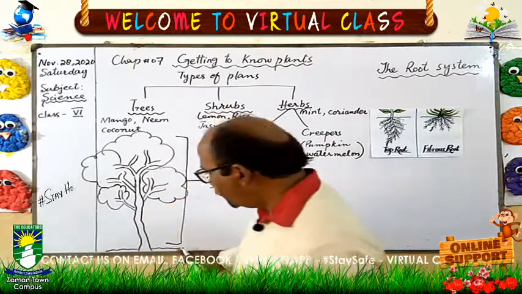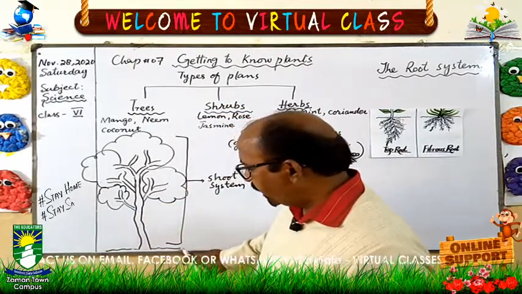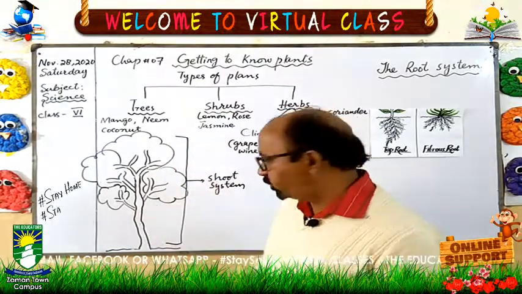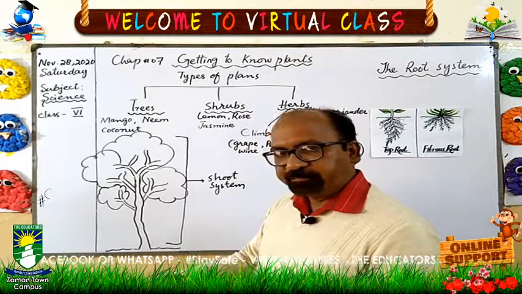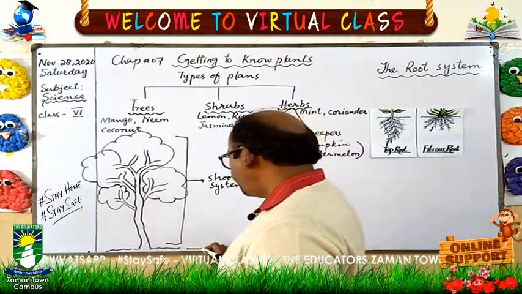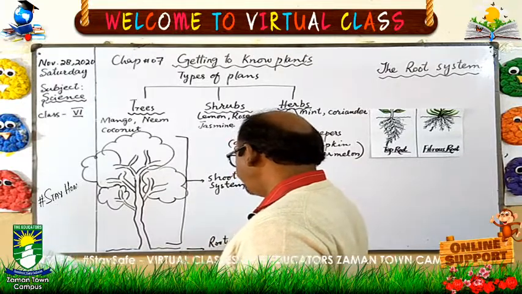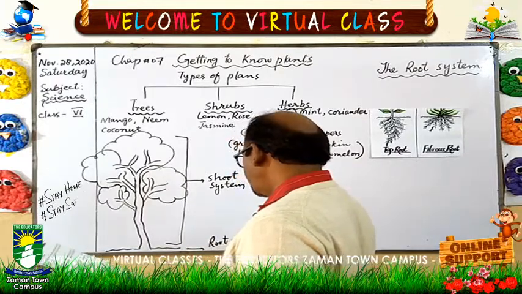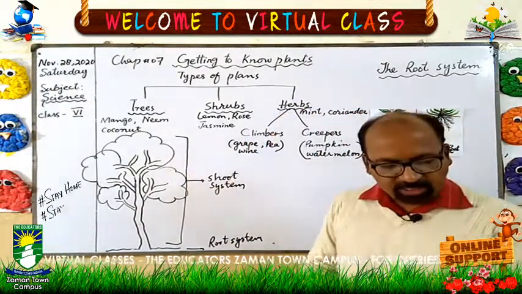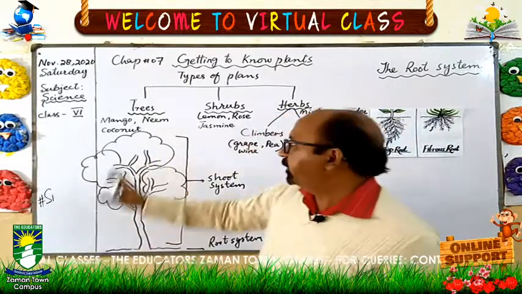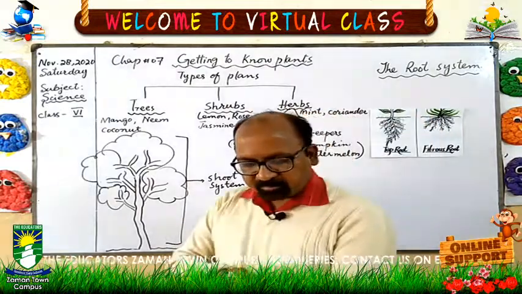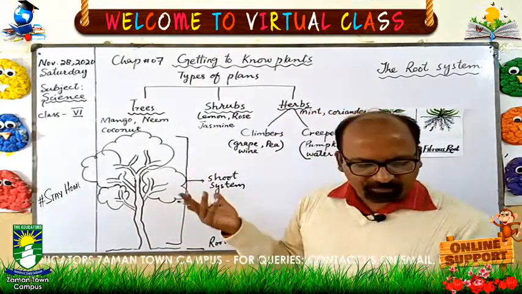And the part which is inside the ground, these are the roots, main root and branched roots. These roots are present in the ground. This is called the root system. Root system and shoot system make the plants. All the plants, whether they are trees, shrubs, or herbs. Okay, so I have told you the examples of trees already.